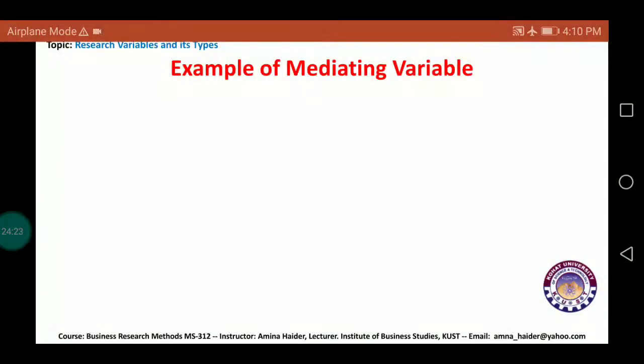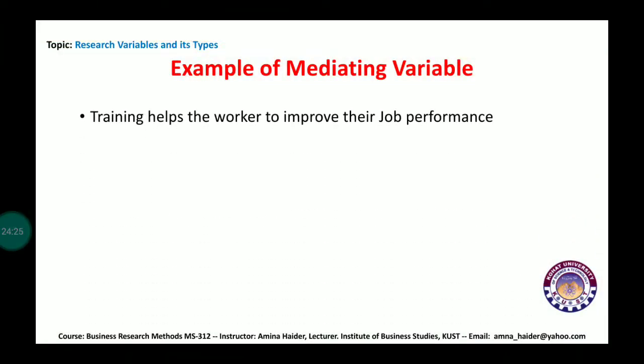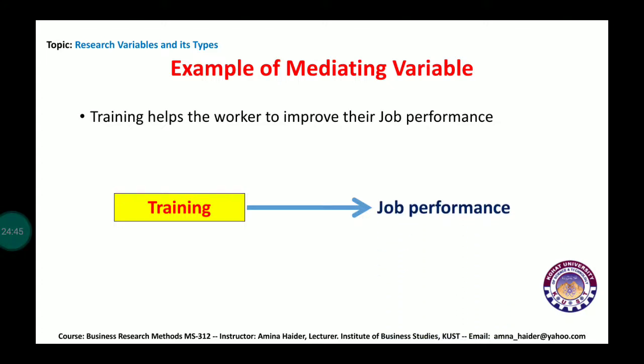Example of a mediating variable. The statement is, training helped the workers to improve their job performance. So training is the independent variable. Job performance is the dependent variable. The more the workers are trained, the better they would actually perform.